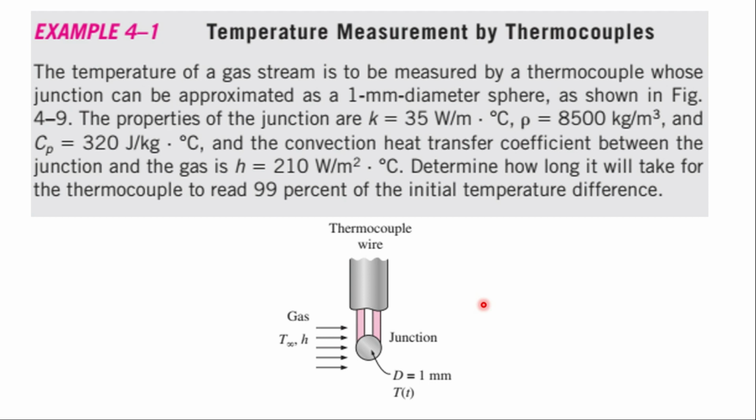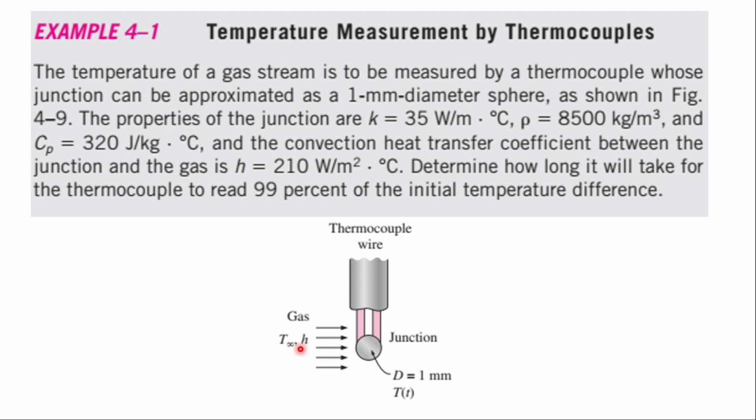This example basically explains the temperature measurements by thermocouples. Let me read the question statement: the temperature of a gas stream is to be measured by a thermocouple whose junction can be approximated as a 1 millimeter diameter sphere, as you can see in the diagram. This is a thermocouple and it has a tip of 1 millimeter diameter, and its temperature is a function of time, and the gas is moving in this direction. This thermocouple will be used to determine the temperature of this gas or the air. The air is moving in this direction, so obviously heat transfer by the convection process is involved.